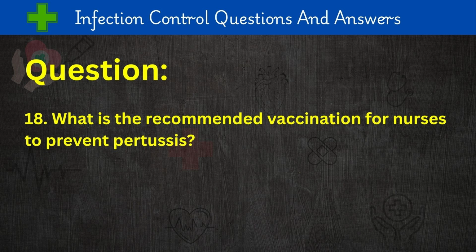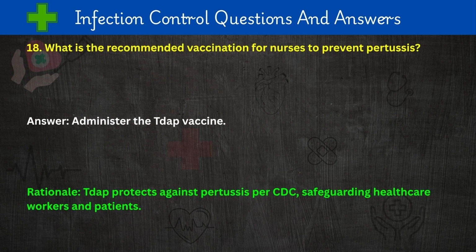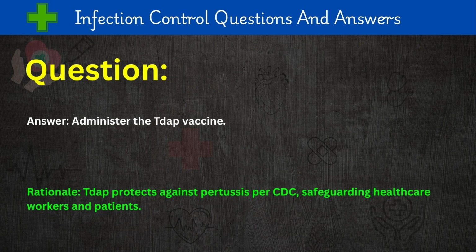18. What is the recommended vaccination for nurses to prevent pertussis? Answer: administer the Tdap vaccine. Rationale: Tdap protects against pertussis per CDC, safeguarding healthcare workers and patients.